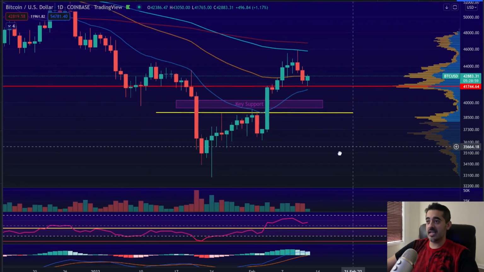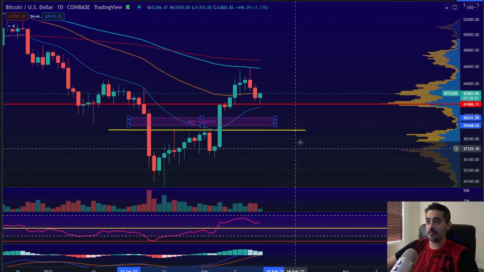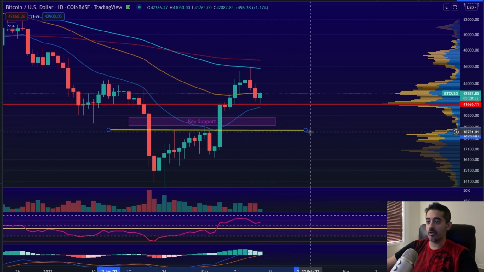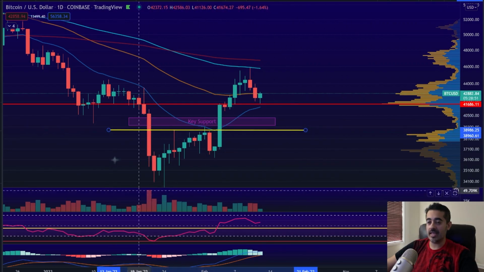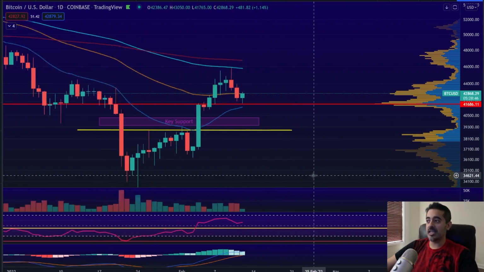Now what we are seeing is, this is the daily chart for Bitcoin, all right? So there's a couple of things. We still have our key support here. This line actually correlates with the resistance that we had on that ascending triangle that we were looking at that we broke out of. So there's two things that I'm seeing, right?